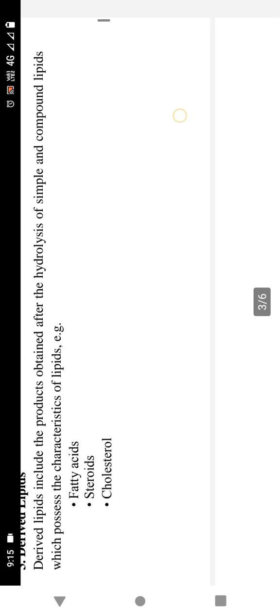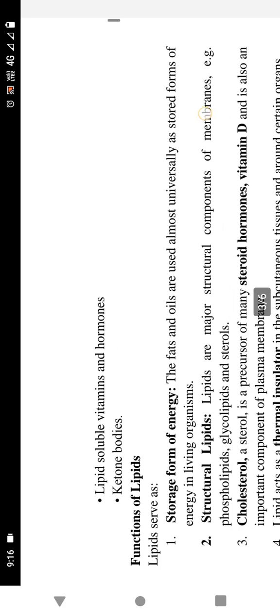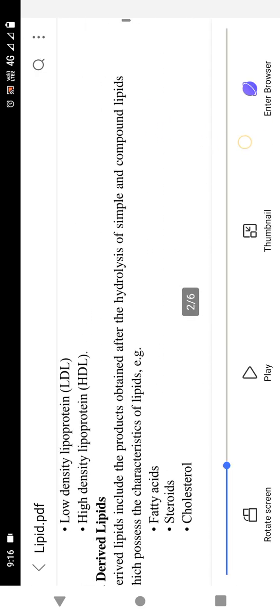The third category of lipid: first, simple lipids; next, compound or conjugated or complex lipids; and third, derived lipids. Derived means a substance obtained from one that has undergone degradation. The derived lipids include the products obtained after the hydrolysis of simple and compound lipids, which possess the characteristics of lipids. When the simple and compound lipids are treated by hydrolysis, we get the derived lipids. For example, fatty acids, steroids, cholesterol, lipid-soluble vitamins and hormones, ketone bodies, etc.